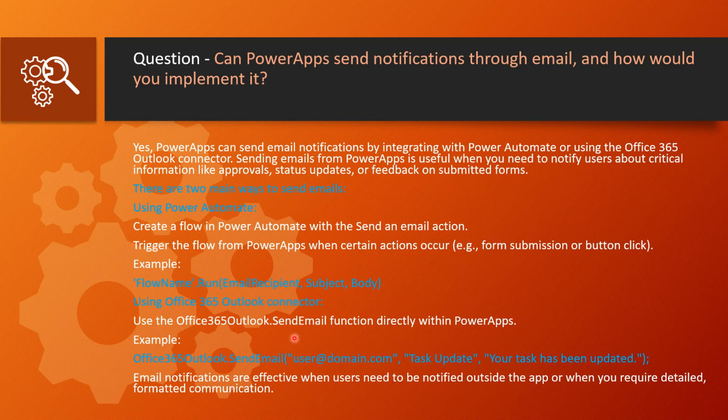The next one is using the Outlook connector. Here you need to use the Office 365 Outlook dot send email function. So what values do we need to give here? The mail ID, the subject like task update, and the body like your task has been updated successfully, or whatever you want to show. Email notifications are effective when users need to be notified outside the app or when you require detailed, formatted communication.